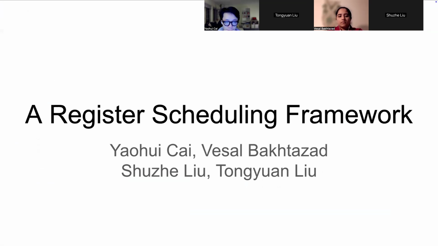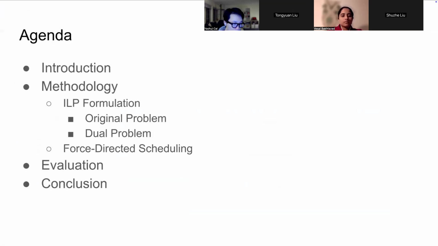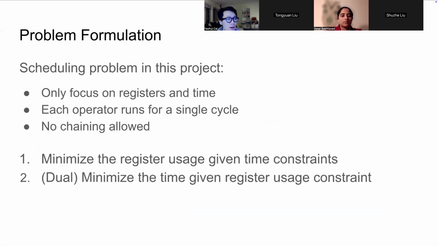So we have already discussed what scheduling is, so we'll directly jump into our problem. We will be focusing on the problem that's only focusing on the register and time constraint. Each operator only runs for a single cycle and there's no chaining allowed. By only focusing on register and time constraint, we mean that we want to minimize the register usage given the time constraint. And also its dual problem: we want to minimize the time given the register usage constraint.